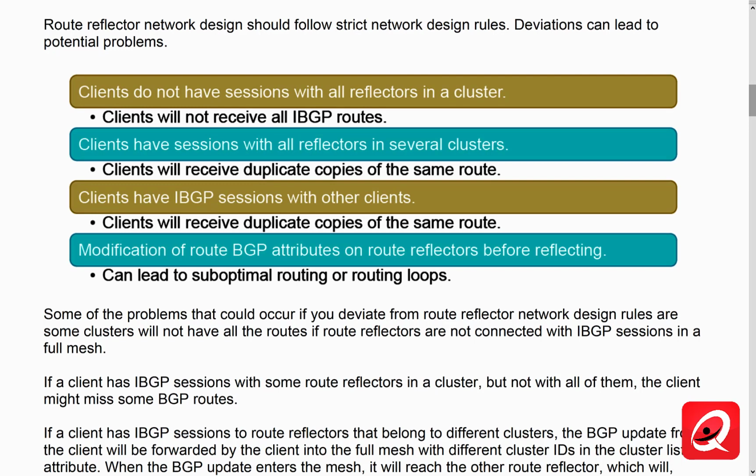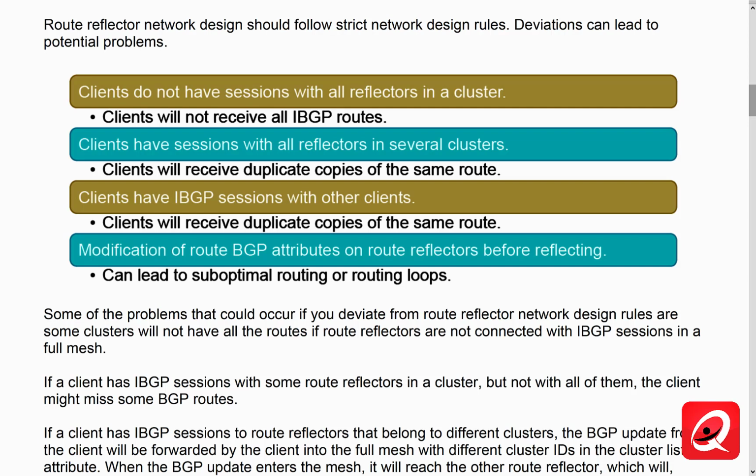Clients have sessions with all the route reflectors in several clusters. The issue here is that we're going to receive duplicate copies of the same route. Now, it's not necessarily a bad thing from a routing perspective. We would still use our routing decisions and our algorithm to decide what the best path is in this particular case, but it is going to require more resources and more information.